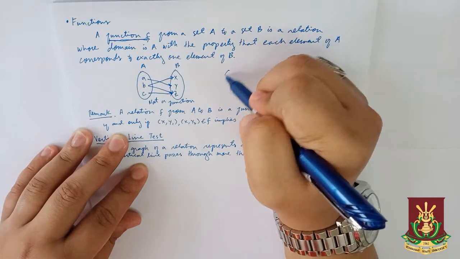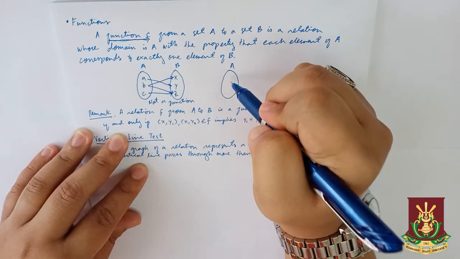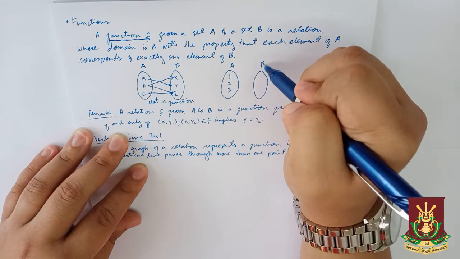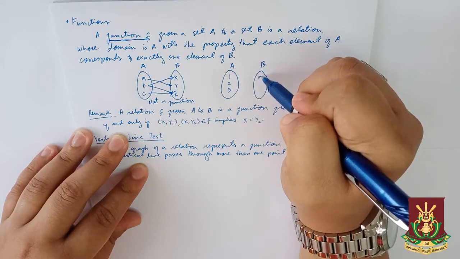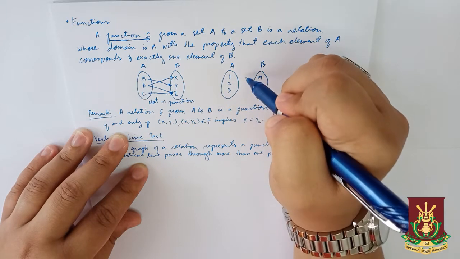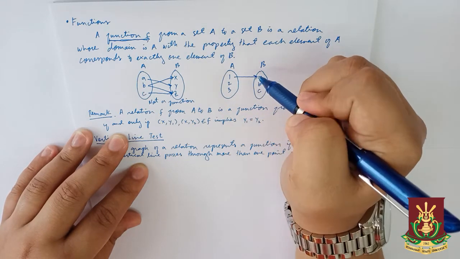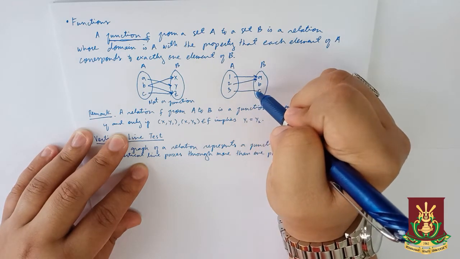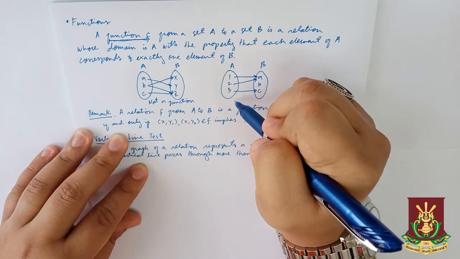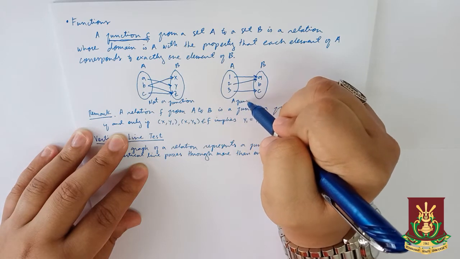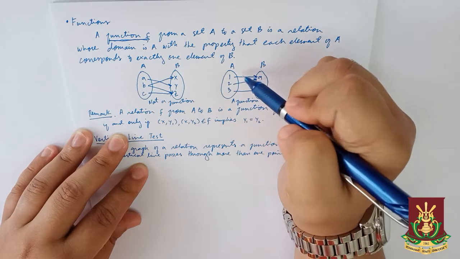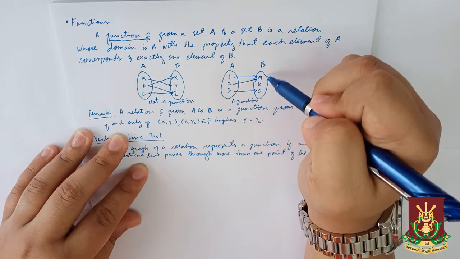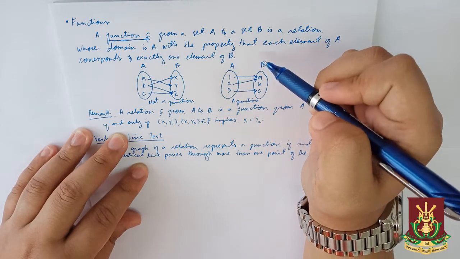However, if you have another set A with elements 1, 2, and 3 and another set B whose elements are a, b, and c, where 1 is mapped to a, 2 is mapped to a, and 3 is mapped to c, this is a function because all elements of A are mapped to exactly one element in B.